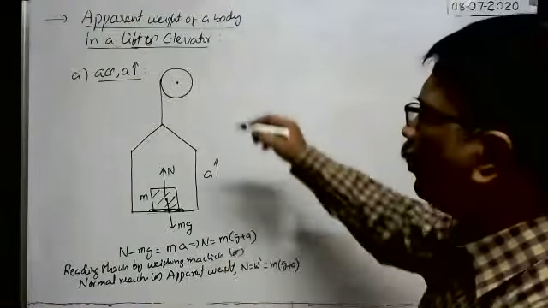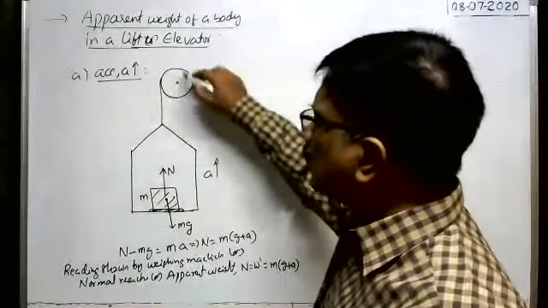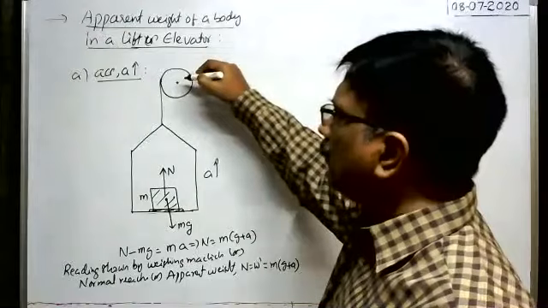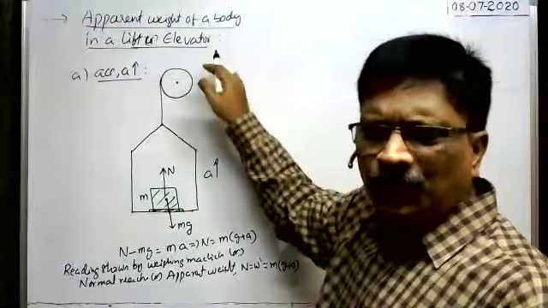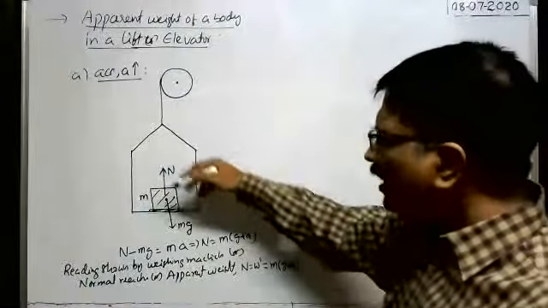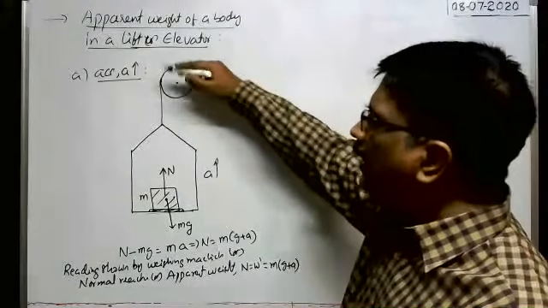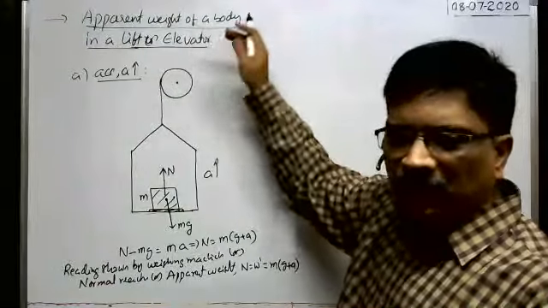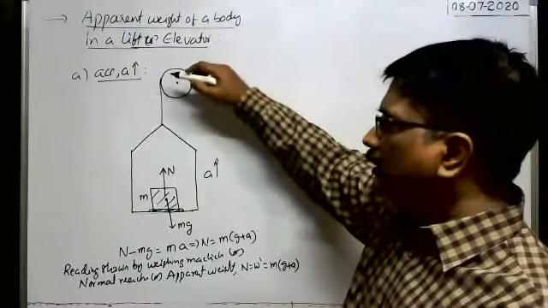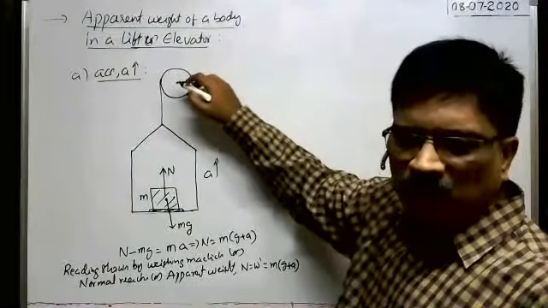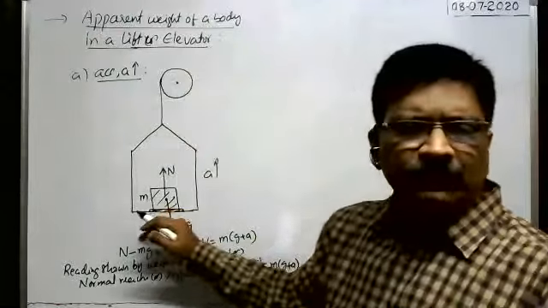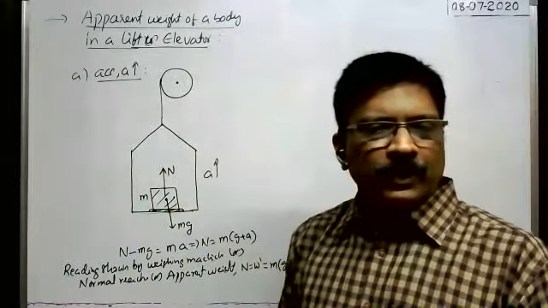Here the wheel is connected, which means the rope is being wound by the pulley by means of a motor. That is not shown here. The lift is moving upwards with acceleration a as the rope is winding around the pulley with the help of the motor. Due to that only, the lift is moving upwards.